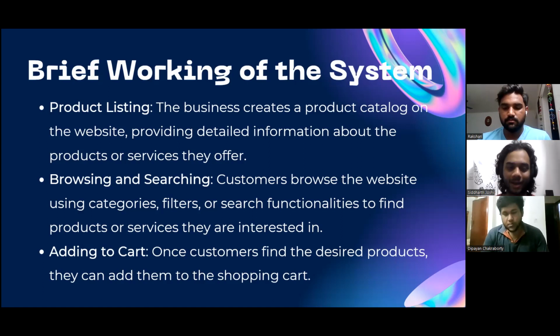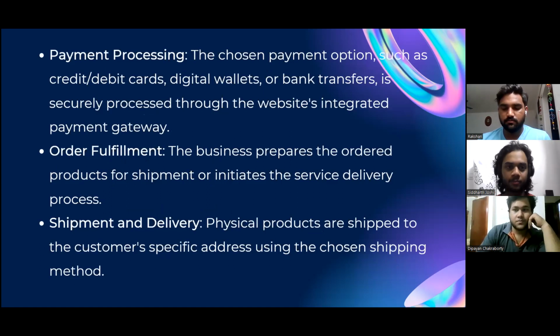But in an internet platform, it has to be put up in the form of an image, product description, etc. Then you have the browse and search option, which is synonymous to walking around in an offline store. Then you have the adding to cart option, which basically allows you to tell the system that you are interested in that particular item, and it reserves that item for you for a particular amount of time. So moving on to the next slide.